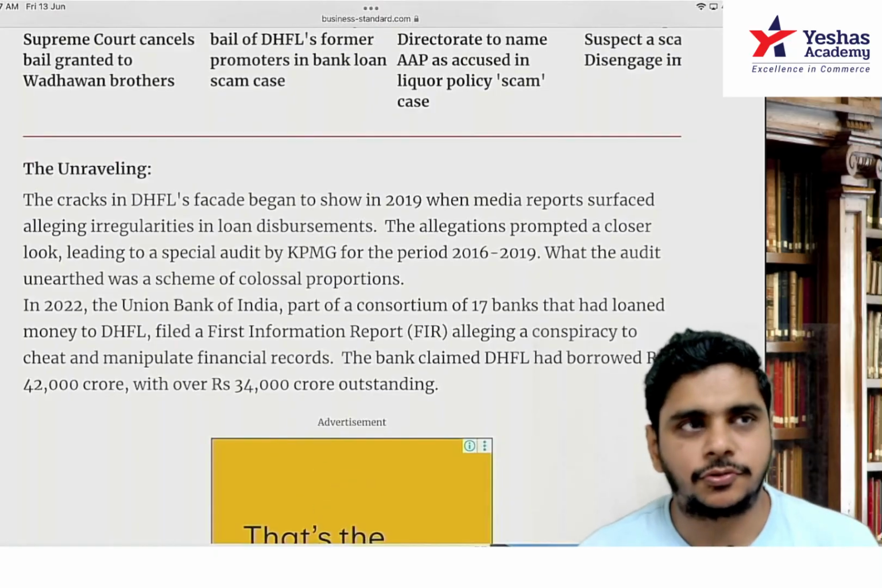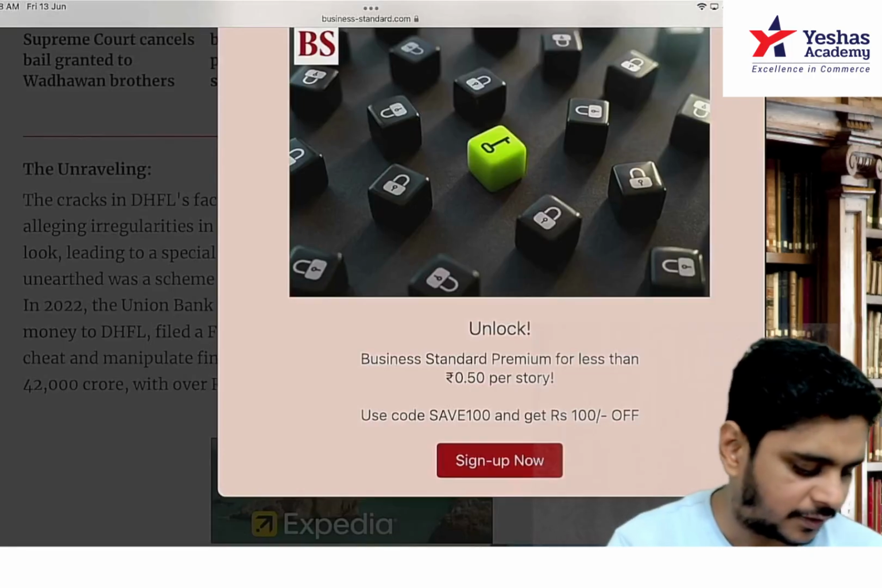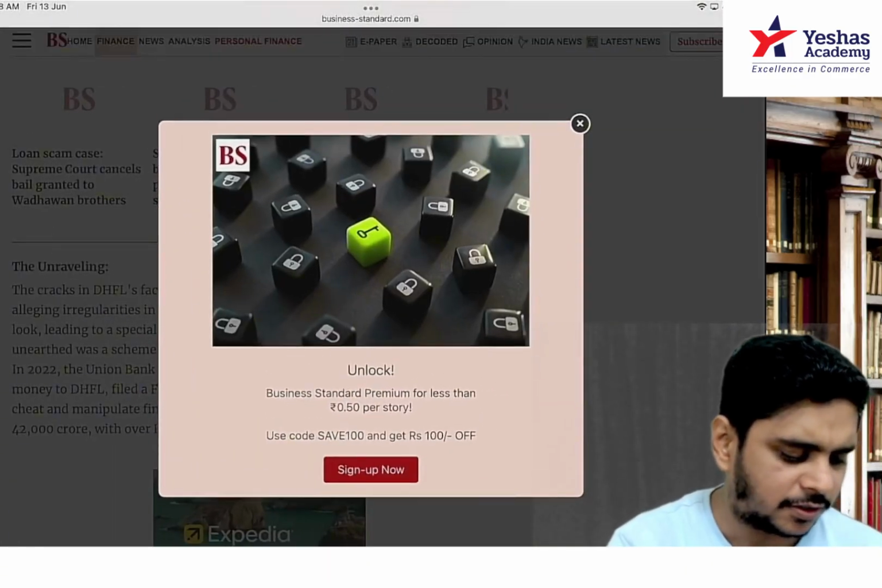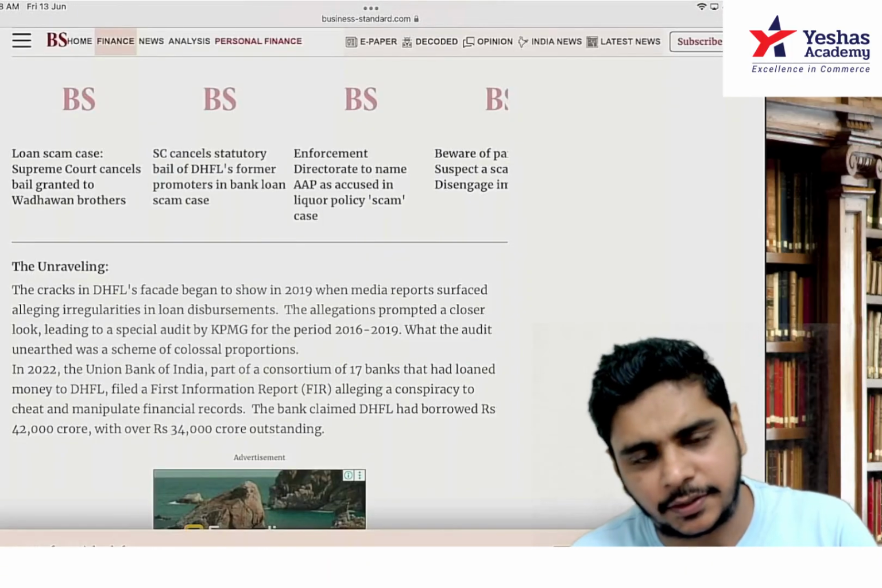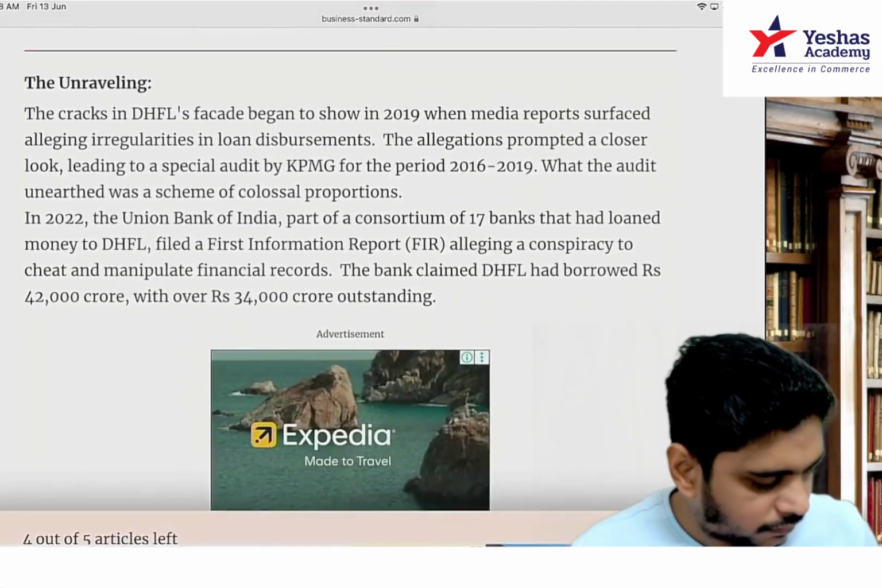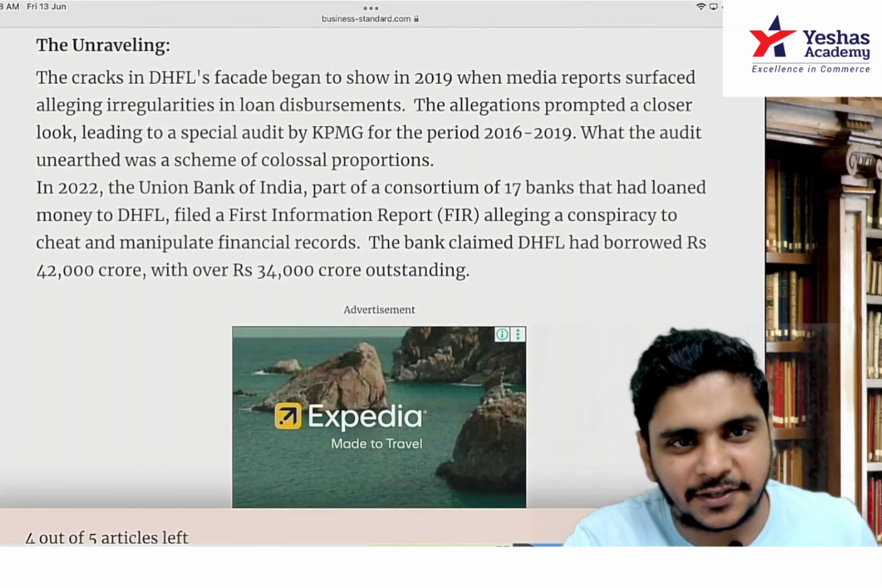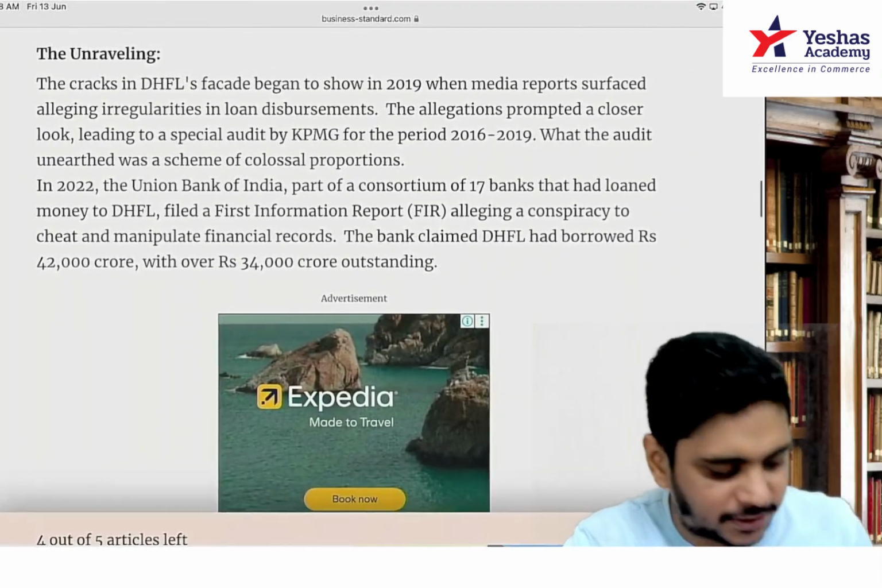So what they used to do, they used to take loans from different banks. 17 banks have given loans to DHFL and they were giving it to the public because it was an NBFC. So imagine they borrowed at 12% and they are giving at 16-18%. 42,000 crore they have taken as loan and over 34,000 crore is still outstanding.